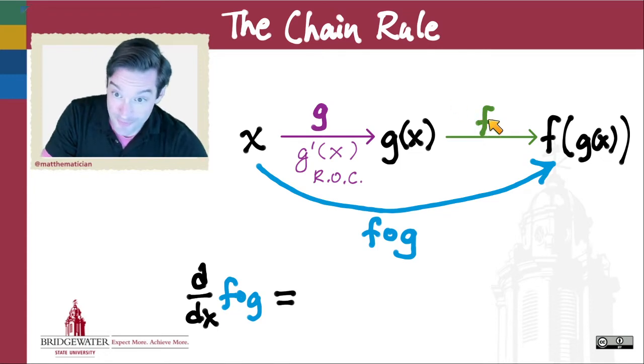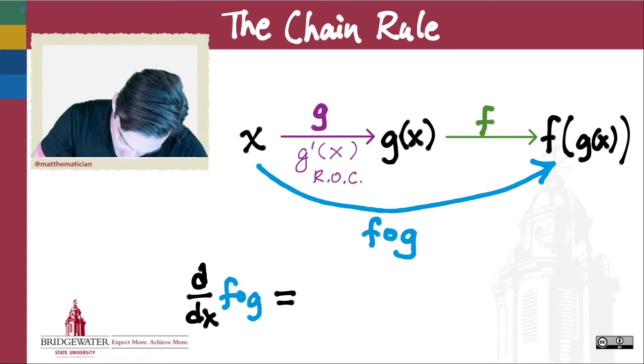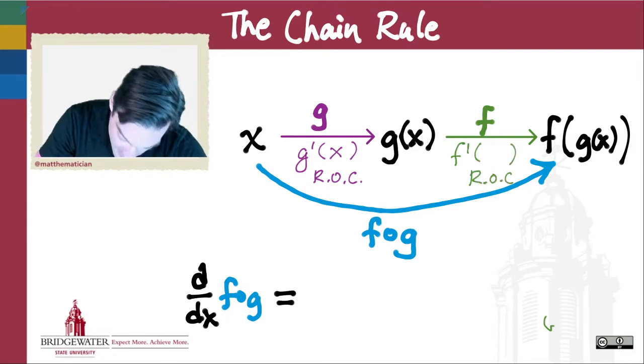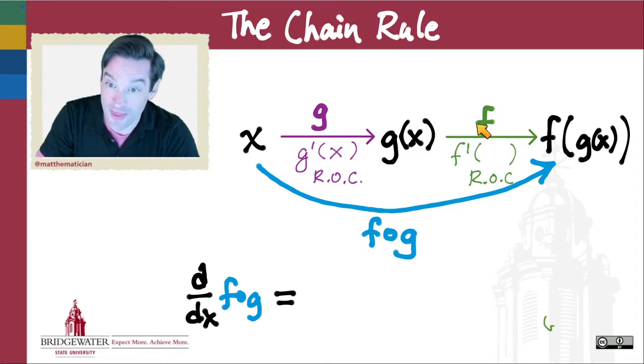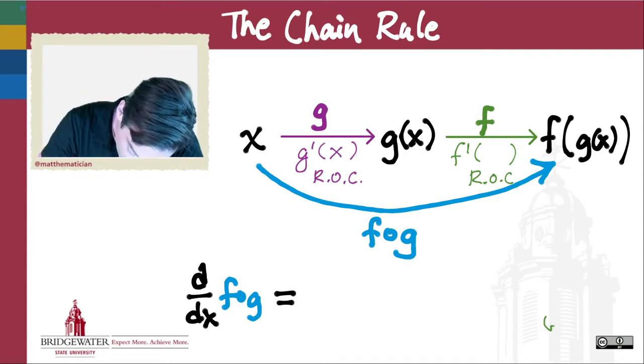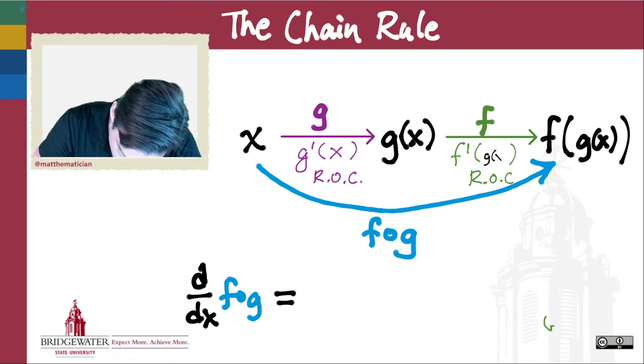The second step is we're applying a function f, and that function is going to have a rate of change. Again, as long as f is a differentiable function, it's going to have a rate of change that we would call f prime. But that rate of change is being evaluated at the input that function is receiving. And since this function is receiving the input of g of x, that is also where its rate of change gets evaluated. F prime evaluated at g of x.